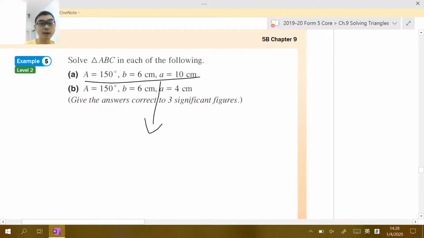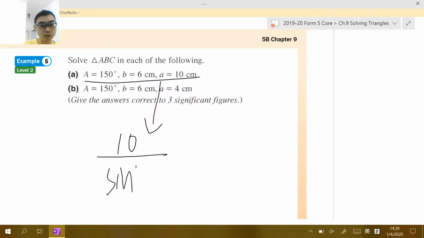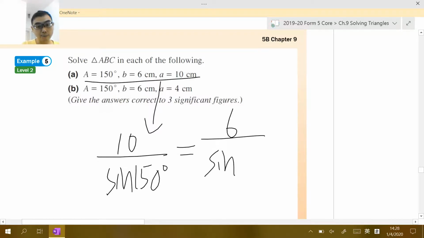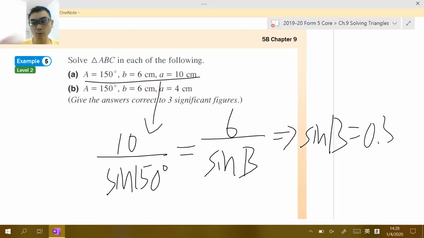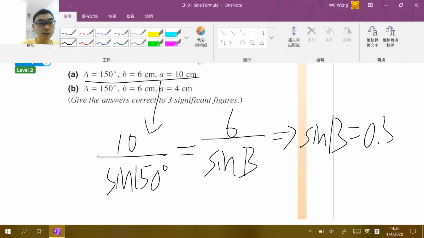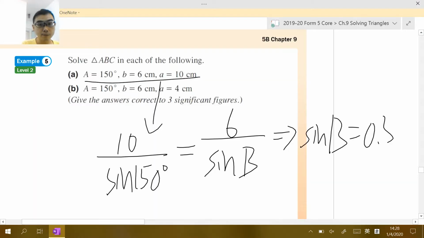For example, this time I just go to the formula directly by writing A over sine A, which is sine 150 on the denominator and 10 as the numerator, and then over 6 over sine B. But this time a very important thing is that you will get sine B. You can check this using your calculator, which gives you 0.3 here.